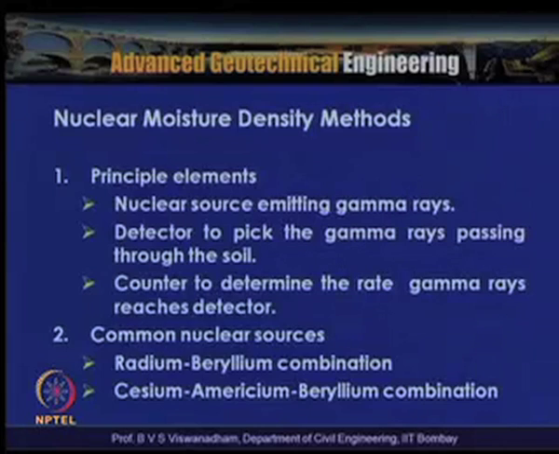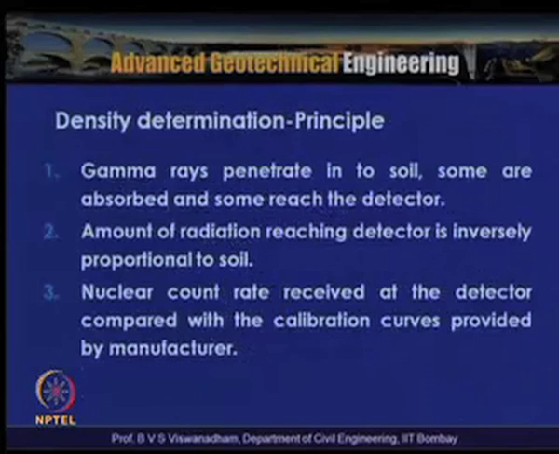Common nuclear sources are the radium beryllium combination and the cesium americium beryllium combination. These are the common nuclear sources actually used in nuclear moisture density measuring methods. For density determination, the principle involved is like this: gamma rays penetrate into the soil, and some are absorbed and some reach the detector.